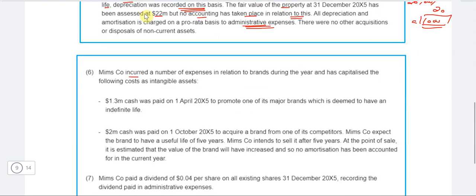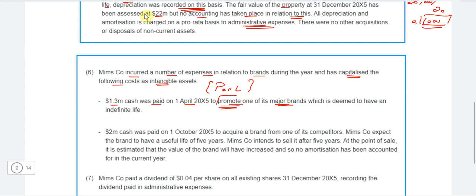Then we have MIMS company incurred a number of expenses in relation to the brand and has capitalized the following costs as an intangible asset. Capitalized, okay, we need to see whether they have done it right. 1.3 cash was paid on 1st April to promote one of its major brands. So promotion is a marketing expense. Sales and promotion should be expensed out. So they have capitalized it. That means again what we need to do is charge this as an expense to the profit or loss. They have capitalized it. We need to charge this to the statement of profit or loss.